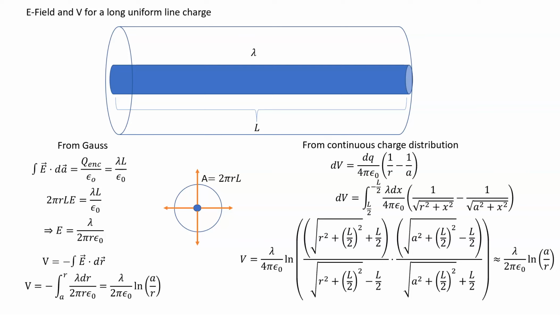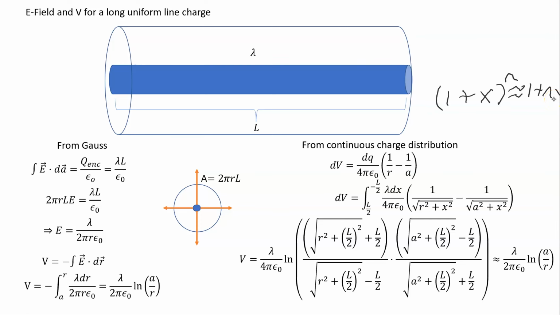One thing I'll just tell you, if you want to work that out for yourself, something you need to exploit is that 1 plus x to the n is roughly equal to 1 plus nx. I've used that trick here. And if you want to work it out, you'll need to take advantage of that. Here, the n is 1/2 because we're taking square roots.